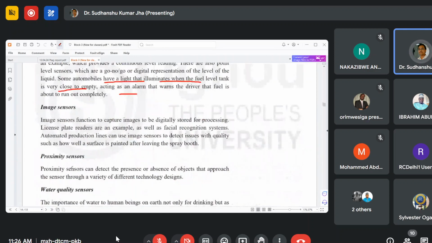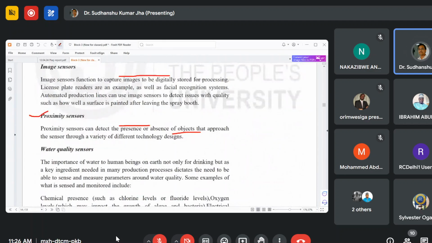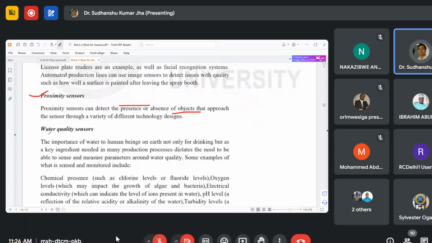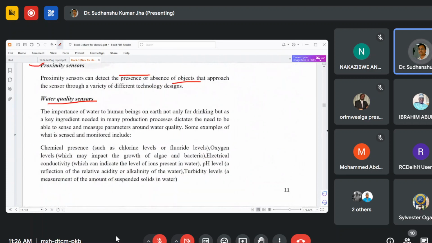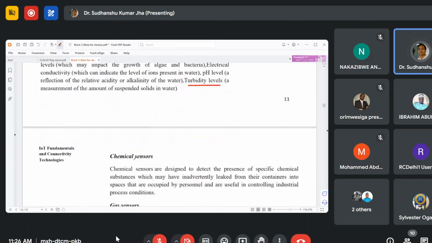Next we have image sensors, basically capturing the image to be digitally stored for processing, etc. Proximity sensors detect the presence or absence of an object. Similarly, we have water quality sensors. We have chemical sensors like oxygen sensors, electrical conductivity sensors, pH level sensors, turbidity level sensors, etc.